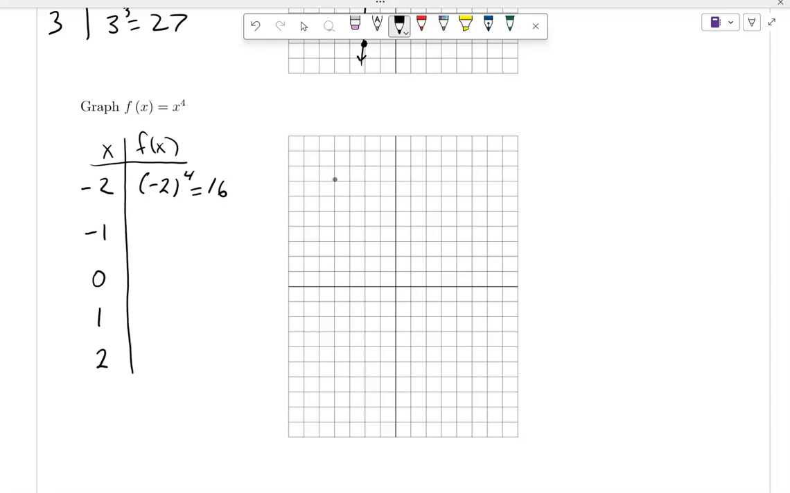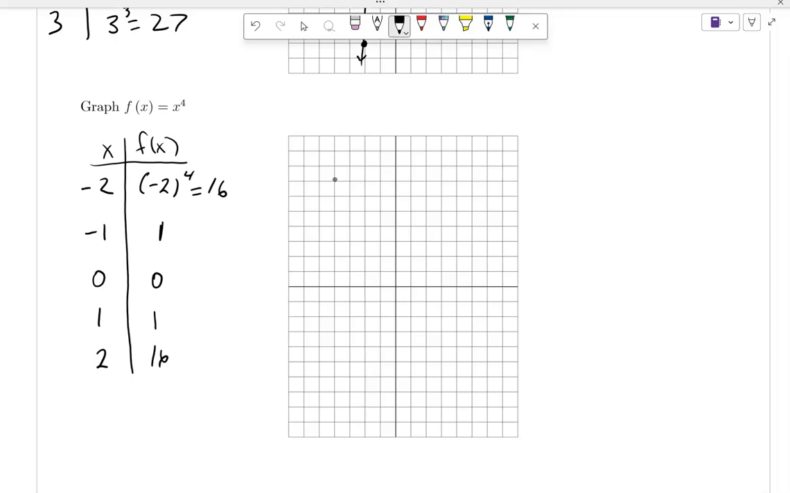What do you get when you put in -1? You get a positive 1 in this case, right? Put in 0, we get 0. Put in 1, we get 1. Put in 2, we get 16. Notice in this case, we're only going to ever get positive numbers out, right?